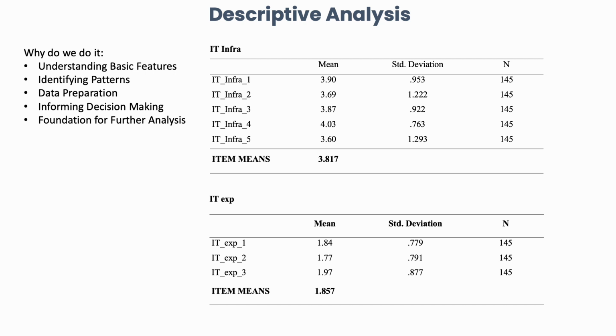If we look at the next table, which is IT experience, the analysis indicates that the variable tends to concentrate around the value of 1.857. This suggests that most data points or responses are closely grouped or centered around this value. The clustering of the variable around 1.857 indicates a central tendency or a common characteristic shared among the variable being examined. Moving on to the next part.